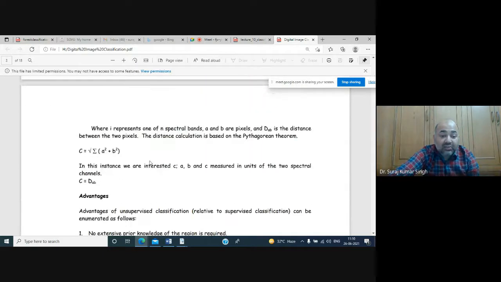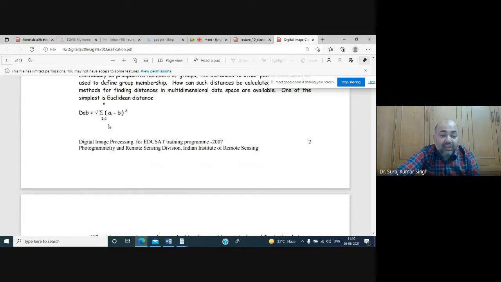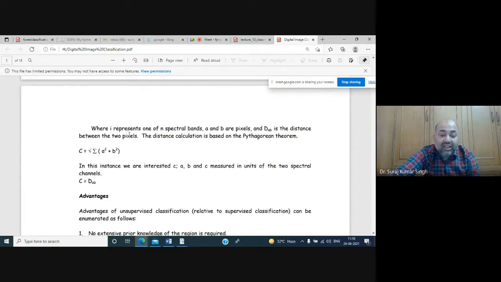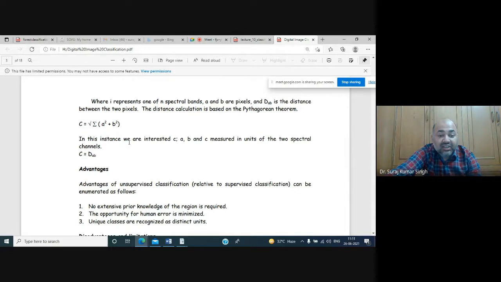What is this? This is the formula that we will be using, where i represents one of the n spectral bands, a and b are the pixel data, and d_ab is the distance between the two pixels. So the distance calculation is based on the Pythagoras theorem, in which a, b, and c are measures of the units of the two spectral channels. So when you are using this formula, your distance will be calculated. Your mean distance from each pixel will be calculated.